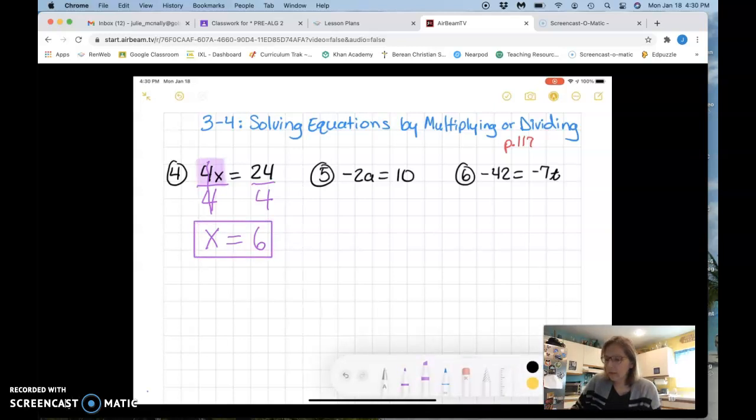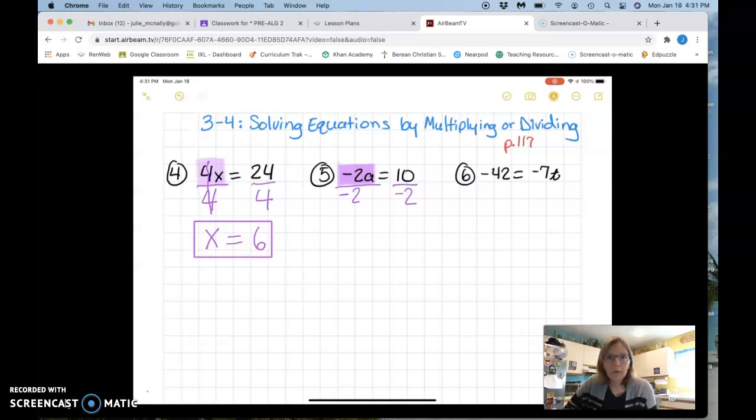Again, look at what's happening to the variable, and we're going to do the opposite. So again, I see multiplication happening, so I'm going to divide. Make sure if there is a negative, you're dividing by the negative also on both sides, because whatever you do to one side, you have to do the other.